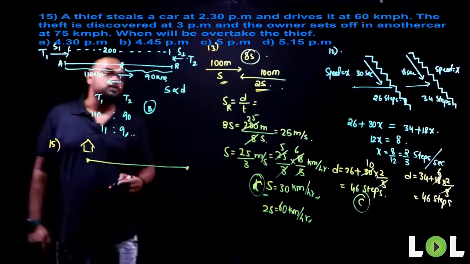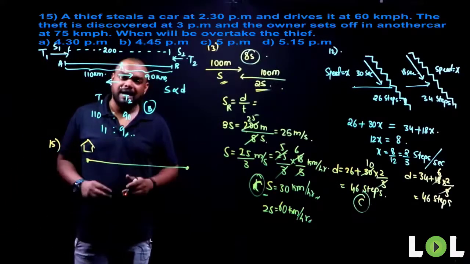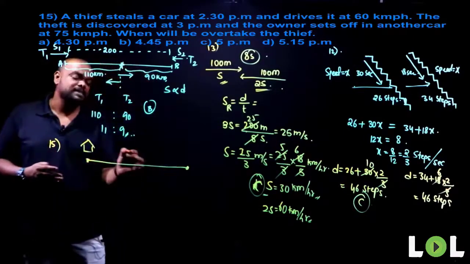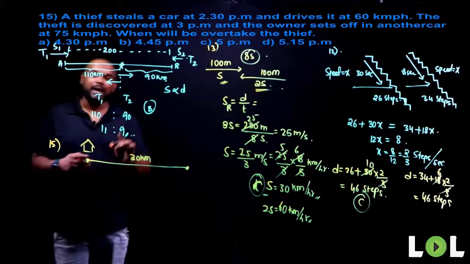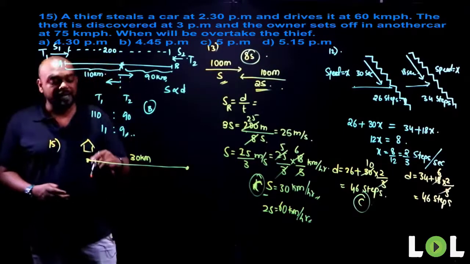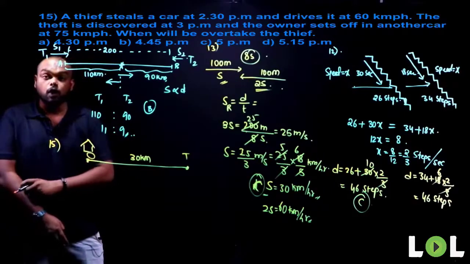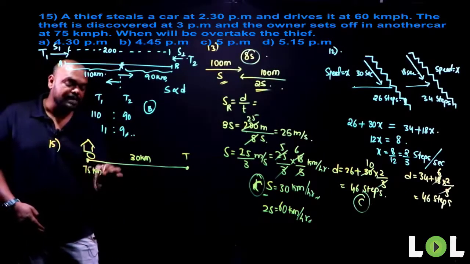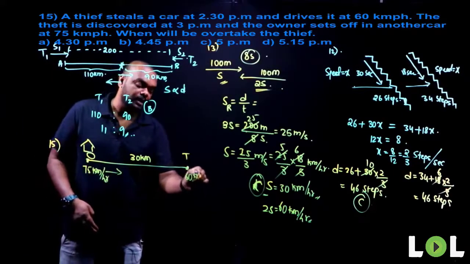Now he's traveling at what speed? 60 km per hour. 2:30 to 3, half an hour he traveled. 60 km per hour speed means in half an hour he must have traveled 30 kilometers, because in 1 hour he can travel 60 kilometers. Now when he traveled 30 kilometers, the thief is here, the owner is here. Now the owner started at 75 km per hour, and the thief is still driving at 60 km per hour.